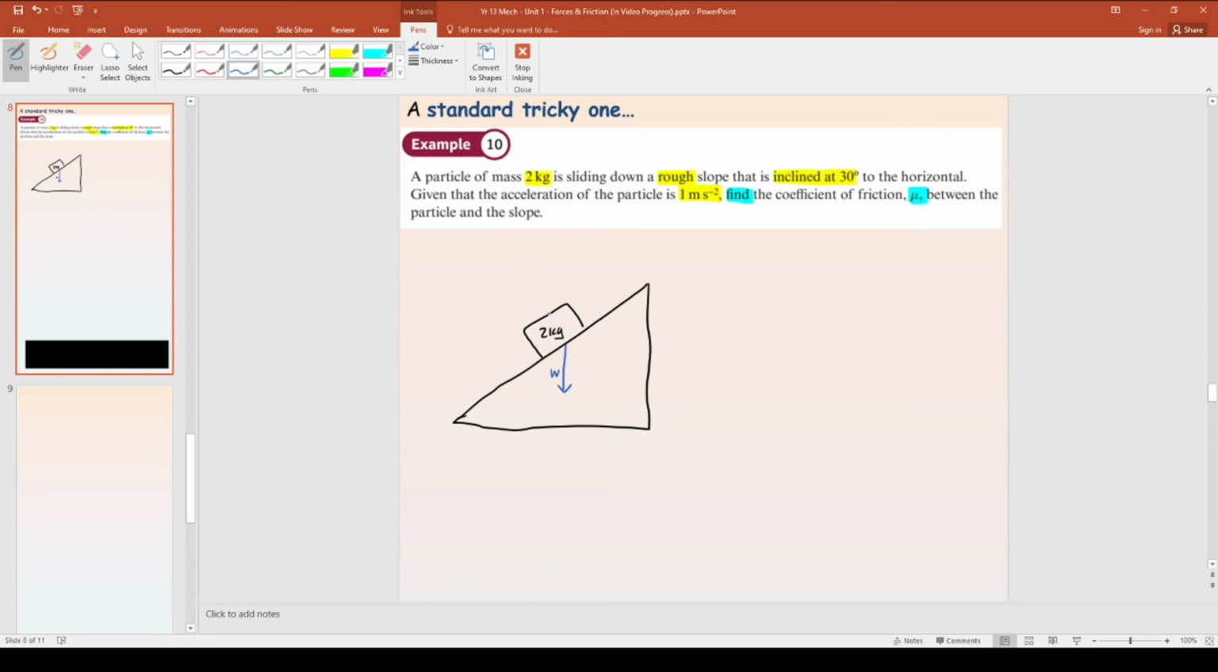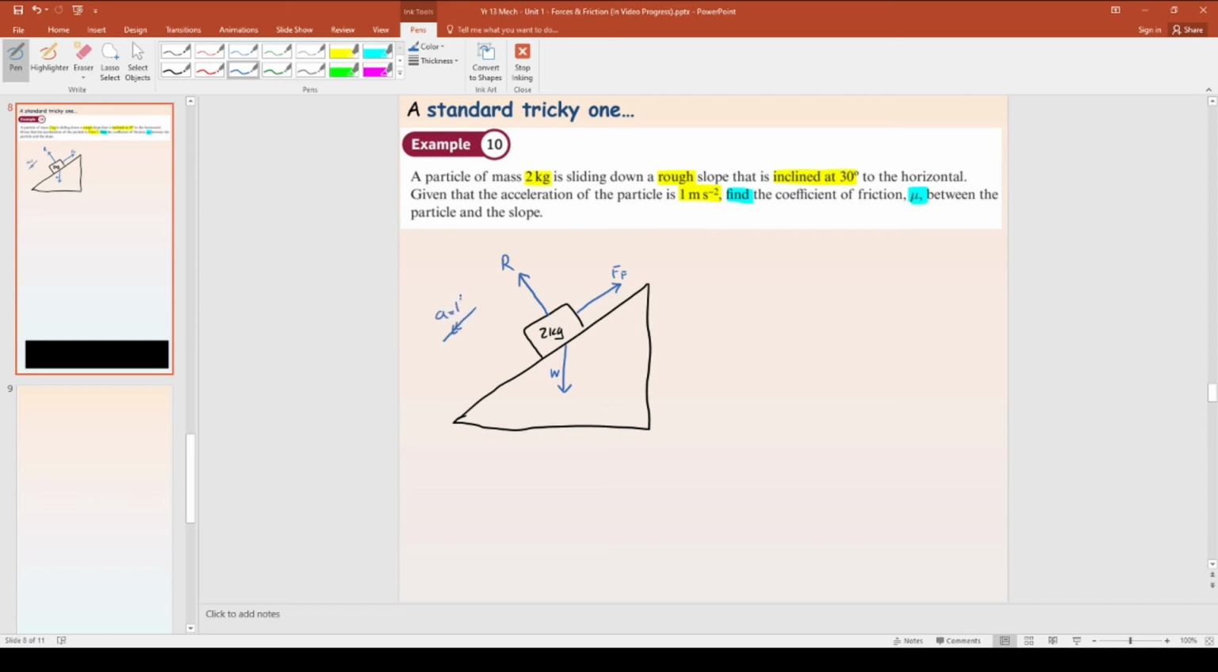What else does it experience? A normal contact force, which is out this way. It's called normal because normal means perpendicular in maths, and so it's perpendicular to the surface that it's on. So it acts perpendicularly to the slope. That's why it's out that way. There's another force acting on it as well, and that's friction. Friction opposes motion or intended motion, so it's going down the slope, so the force of friction is going to go up the slope. It's also got an acceleration, given that that's 1 and it's in the direction down the slope.